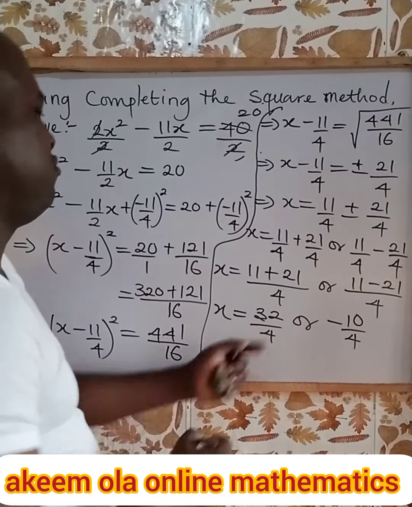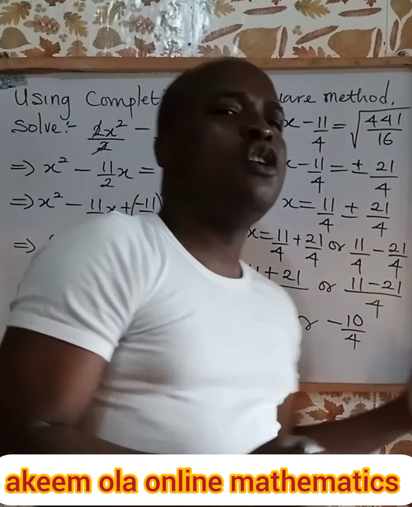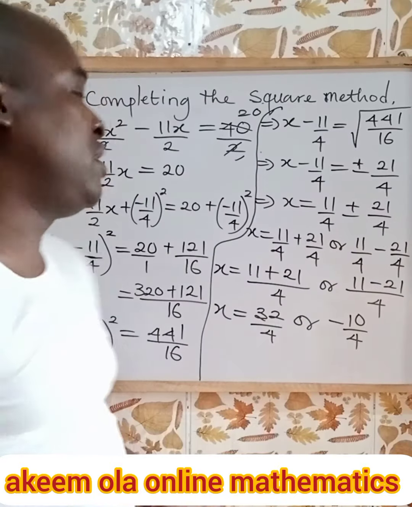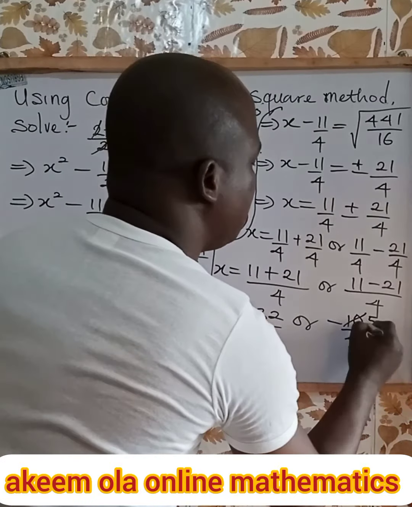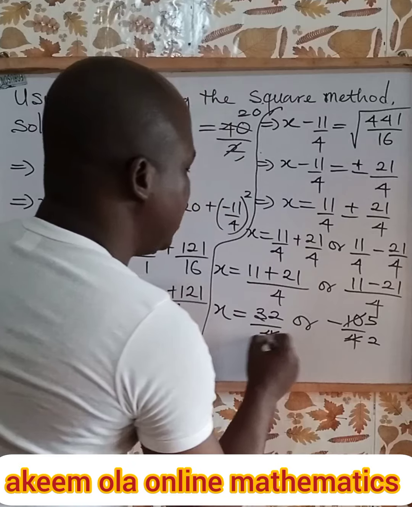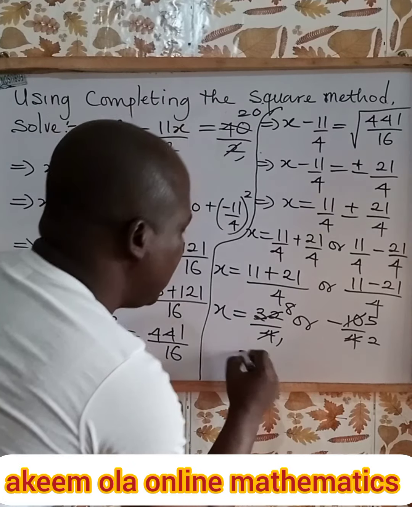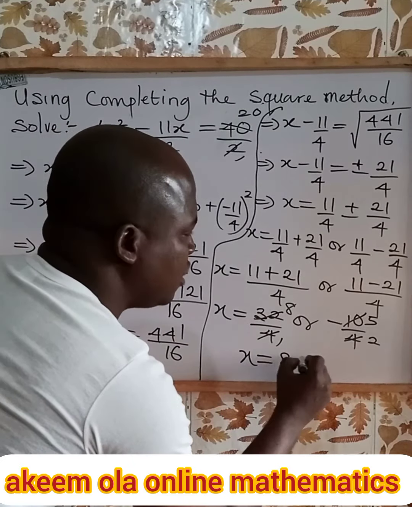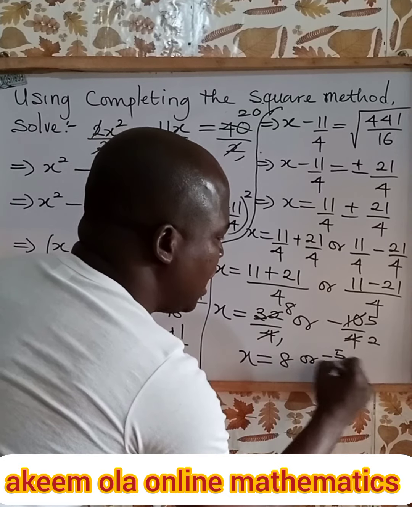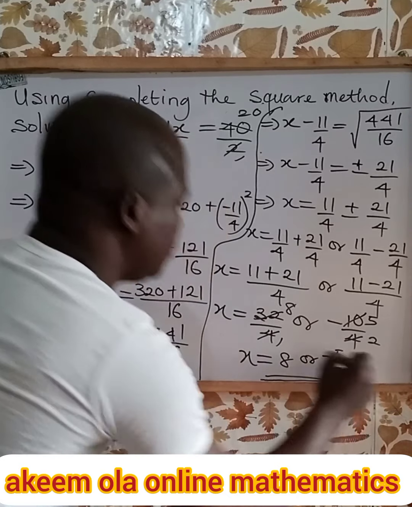Of course, we can get a straight answer for this. We can reduce this to the lowest term. 2 into 10 is 5, 2 into 4 is 2. 4 into 32 is 8. So our x will now be 8 or minus 5 all over 2.